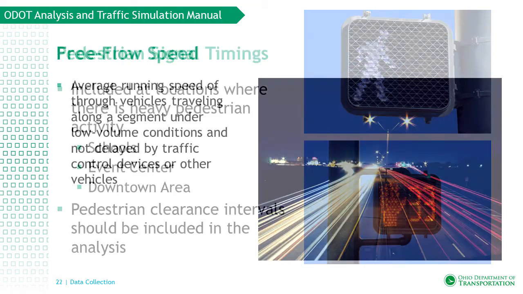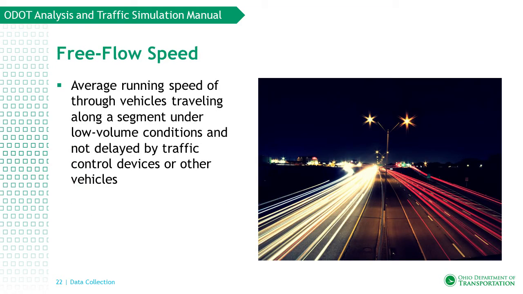The HCM defines free flow speed as the average running speed of through vehicles traveling along a segment under low volume conditions and not delayed by traffic control devices or other vehicles. Free flow speeds are required for both HCS and TransModeler analysis.